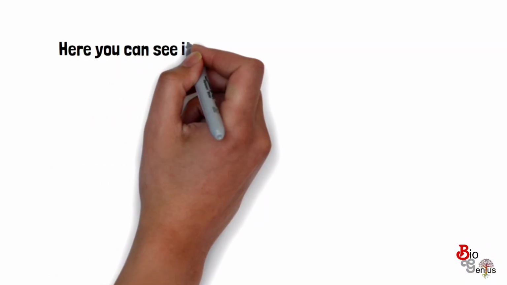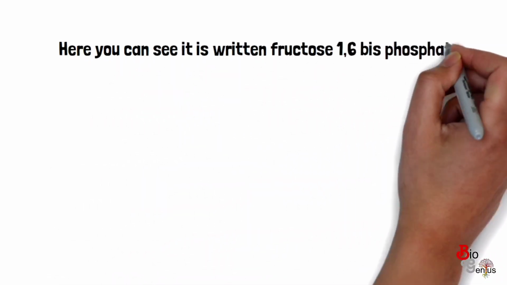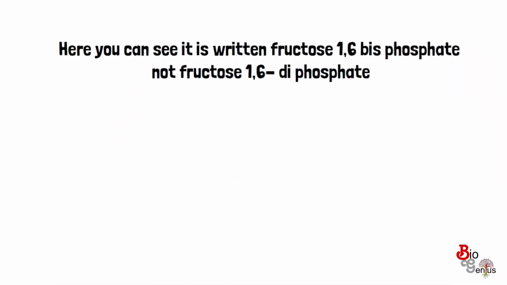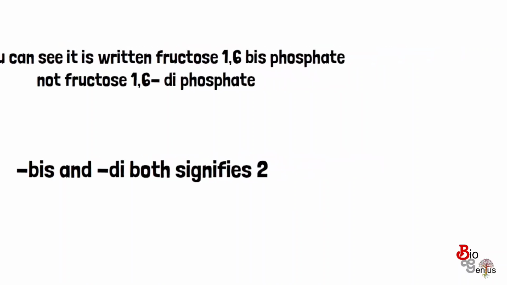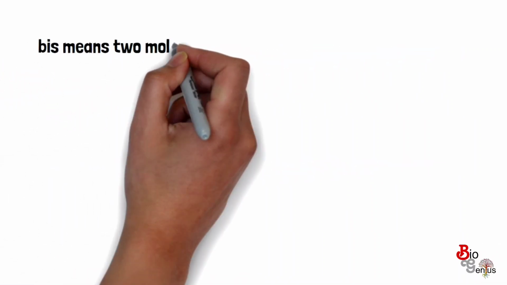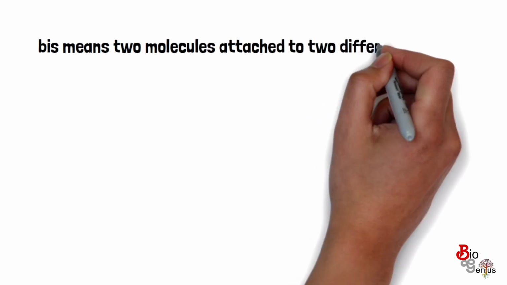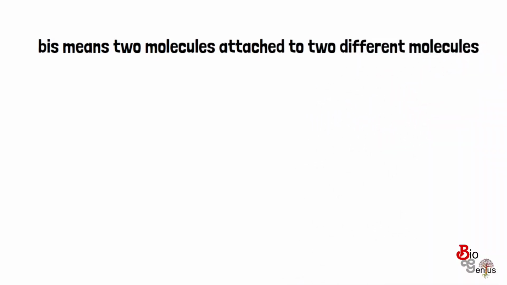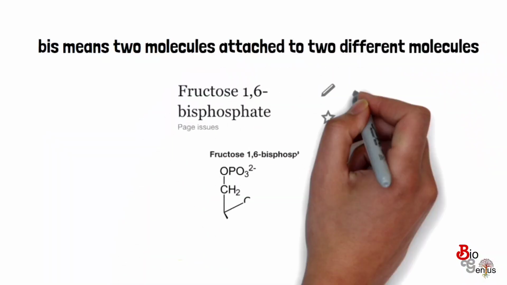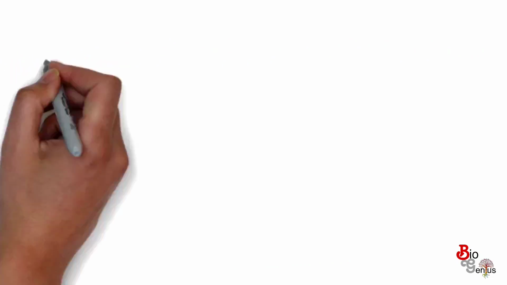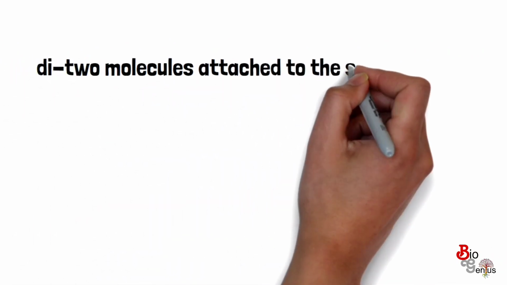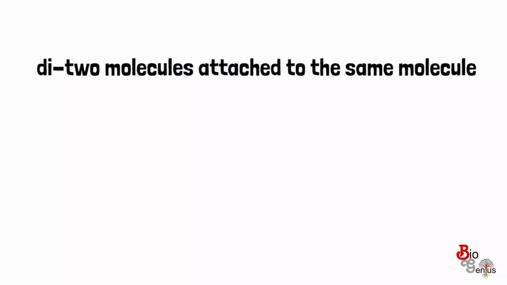Here you can see it is written fructose 1,6-bisphosphate, not fructose 1,6-diphosphate. But we know that bis and di both signify 2. The difference between bis and di is that bis means 2 molecules attached to 2 different places. Here phosphate groups are attached to carbon 1 and 6. In the case of di, 2 molecules are attached to the same place, like adenosine diphosphate.